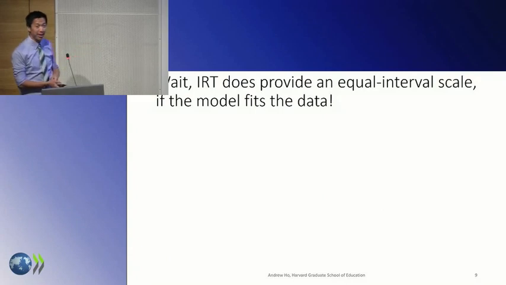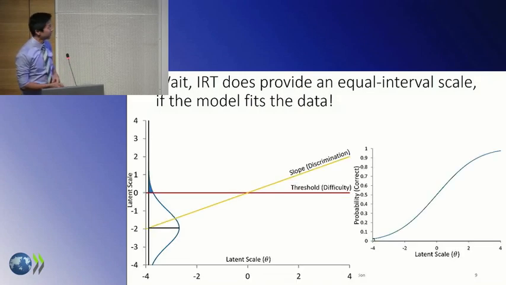IRT, I would say, actually does provide an equal interval scale. We should talk about what that is. In what sense is theta equal interval? Right? If the model fits the data, which is something we can assess, there is an equal interval scale underlying theta. It's not a very satisfying one, but many equal interval scales aren't so satisfying, right? So this is my little animation from Fred Lord's 1980 review of IRT.